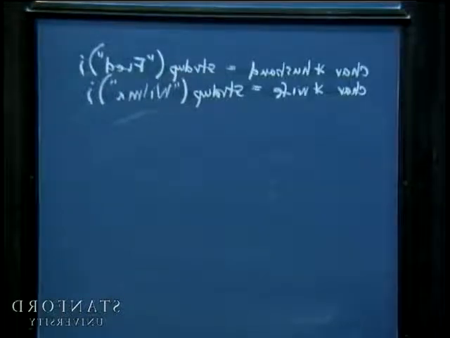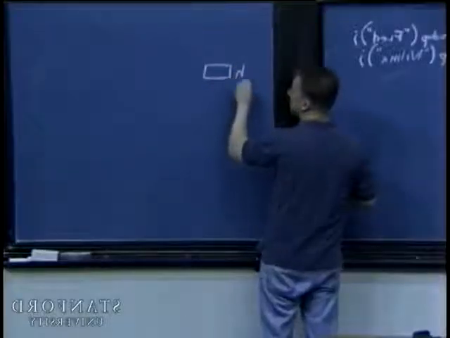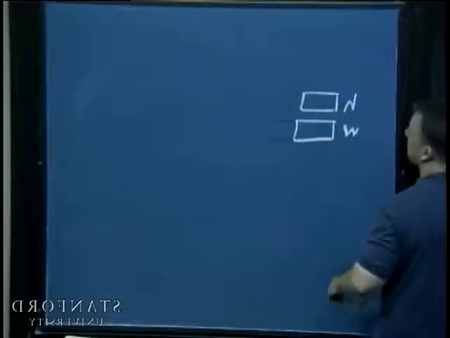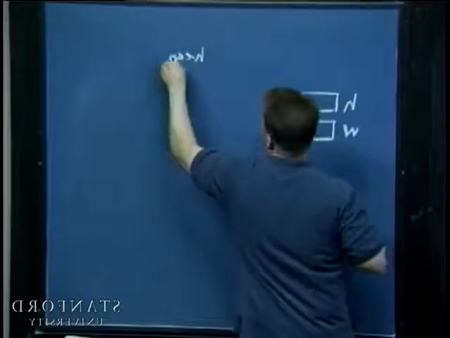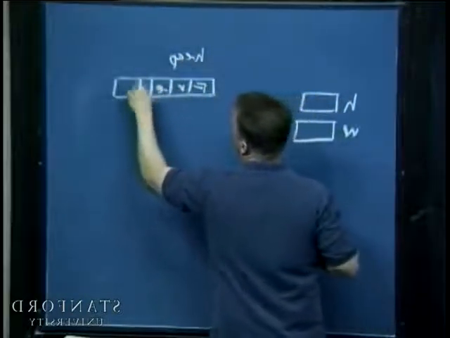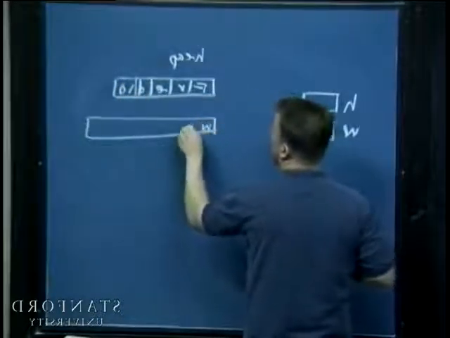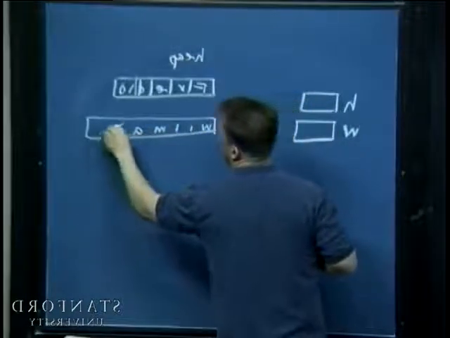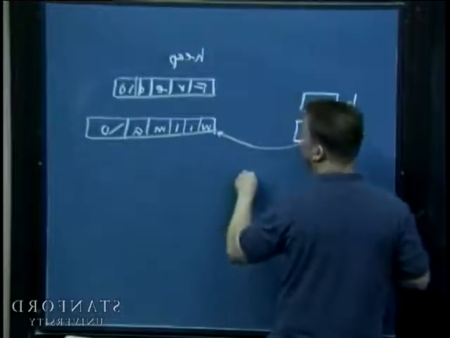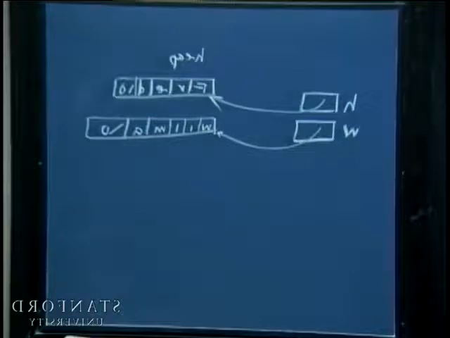Let me draw the state of memory right here. I have this thing called husband. I'll just put an H there to mean husband. I have this variable called wife, which just gets a W here. And then in the heap over here, I get space for Fred, backslash zero. I get space for Wilma. And this points to that as a result of the second strdup call. That points to the first one as a result of the first strdup call.